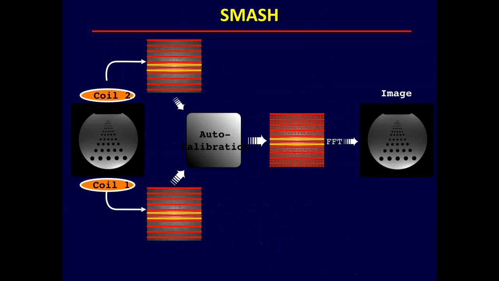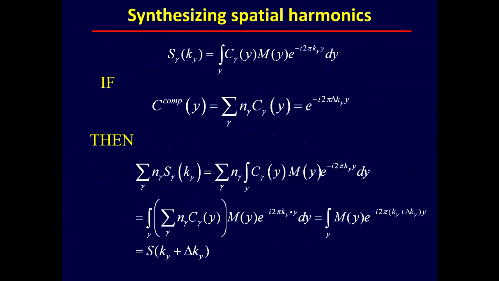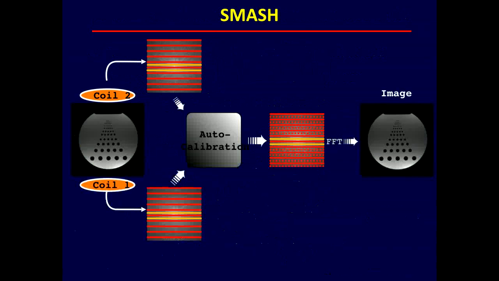Up to here is very similar to SENSE. You just undersample in k-space, okay? And then there's the auto-calibration step. That's something different from SENSE. Why do you need auto-calibration? Well, if you go back here, remember these coefficients. We're going to need these coefficients, but we don't know what they are. How do you know what linear weighting factor you should use for each channel? So the way to do that is you calculate these N's from the auto-calibration step.